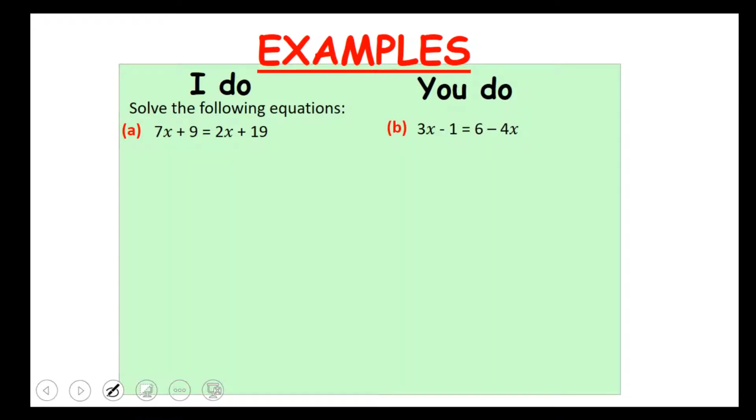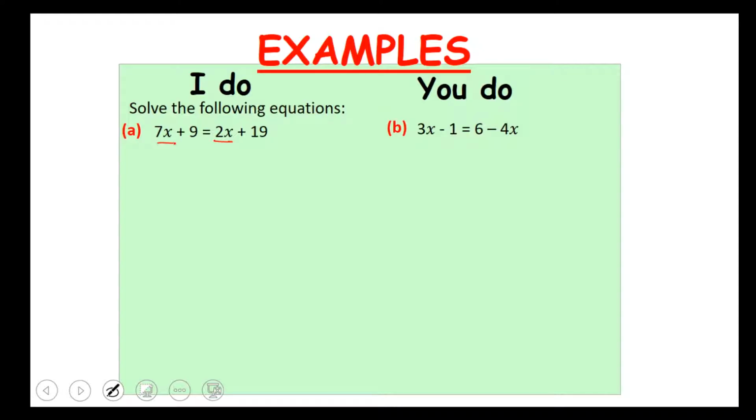Okay, so slightly different now. These equations, you've got letters and numbers on both sides. So what you need to do is you still need to work out the value for x, and I'm going to show you how to do it now. To start off with, you need to get your letters on one side and your numbers on the other side, so you've got an equation like you had in the previous lessons in the same format.